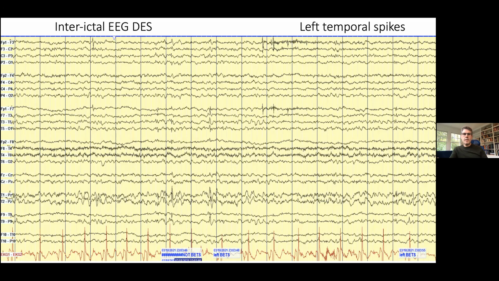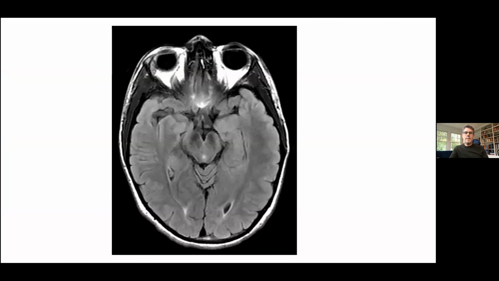Some non-invasive data: the scalp EEG shows interictal spikes in the temporal chain. The ictal recordings also show evolution of seizures coming from the left temporal lobe, which is his dominant side by handedness. The MRI was read as normal or non-lesional.